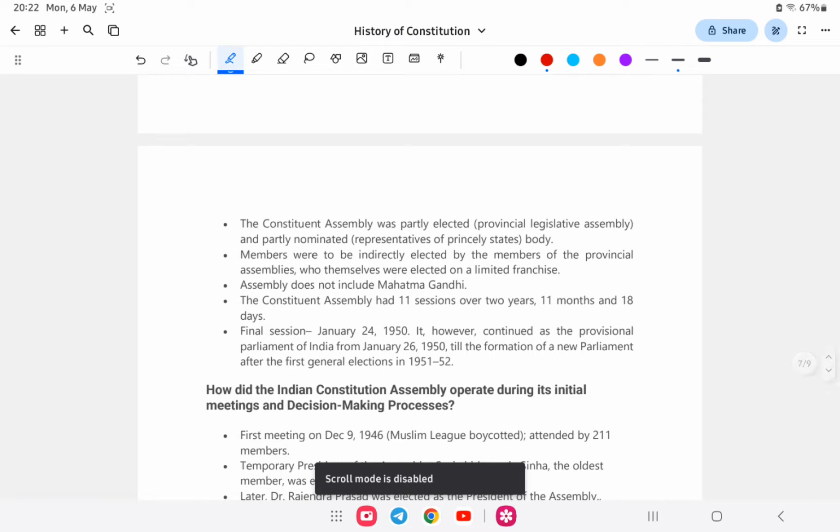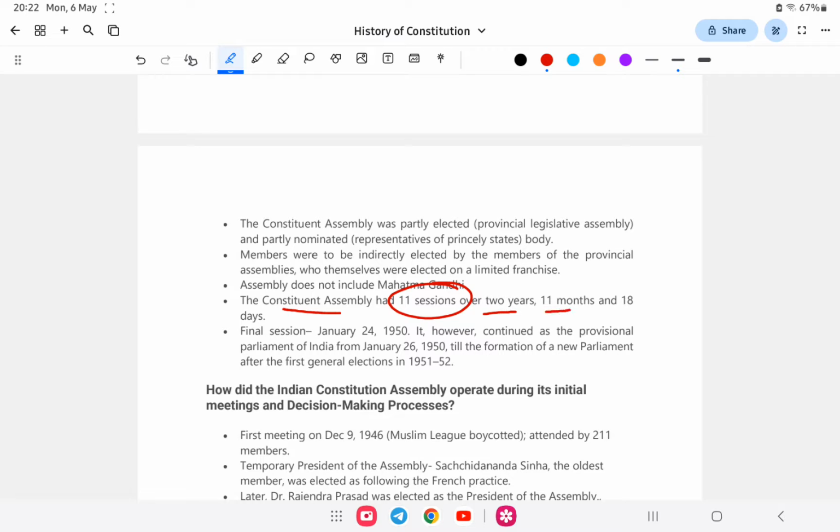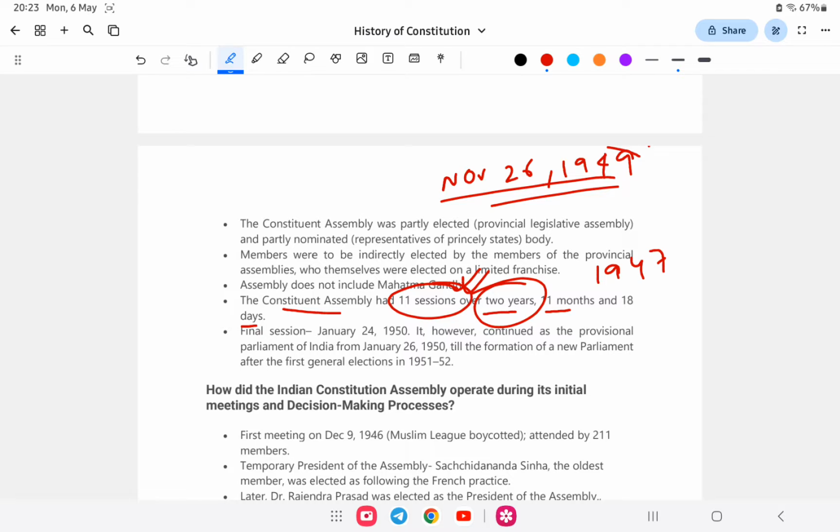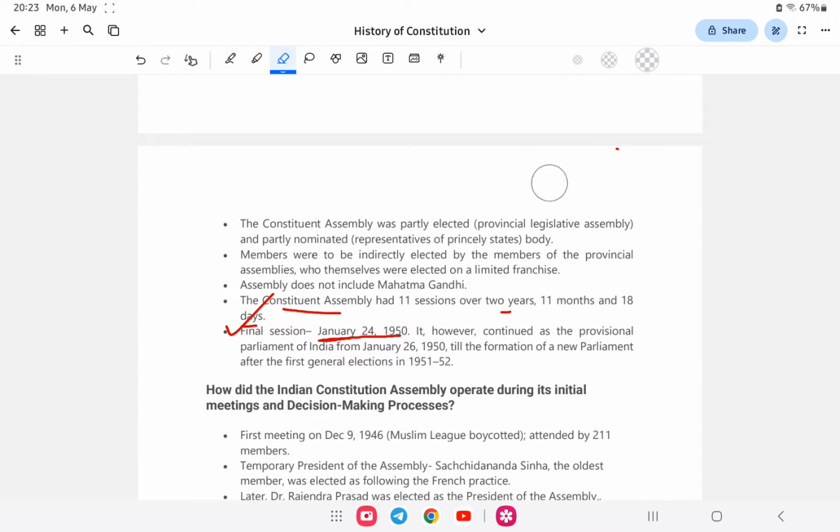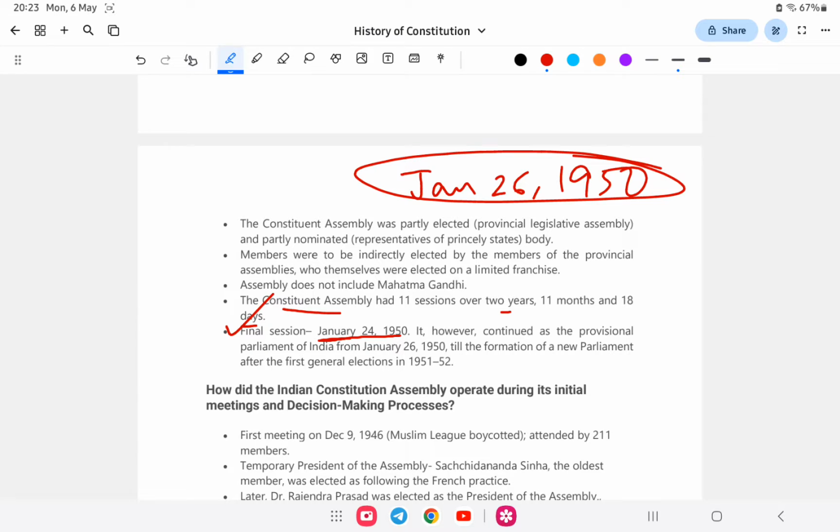The Constituent Assembly had 11 sessions. Drafting the constitution took 2 years, 11 months and 18 days, with discussion over discussion on each rule. Finally, the draft was completed on November 26, 1949. They deliberated from 1947 to November 26, 1949. The final session was on January 24, where all the members signed the constitution, and on January 26, 1950, the constitution finally came into power.